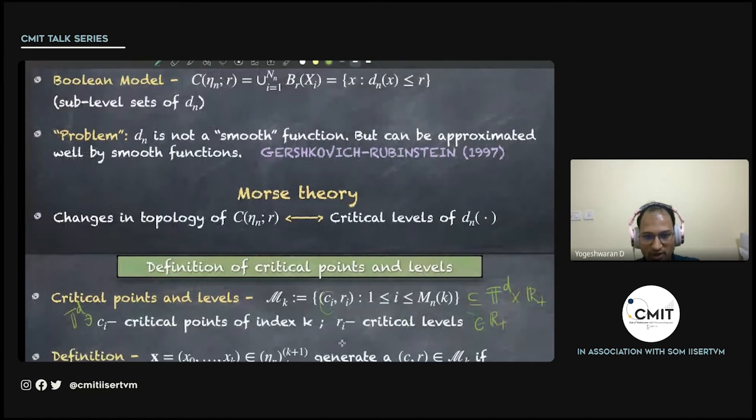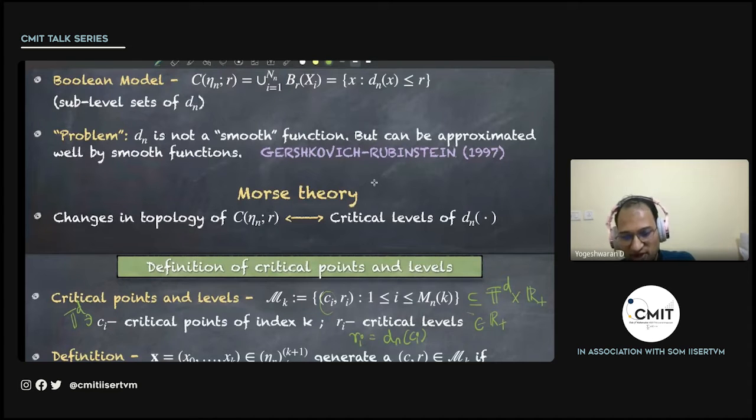So I should have pointed it out here. R_i is nothing but d_n of C_i. So this is exactly what we said before. As I said, d_n is not smooth and all that, but it can be approximated. But whenever you're approximating something by something, there is one question. Does the definition of critical point of d_n depend on the approximation? Ideally not. You want it to be independent of the approximation.